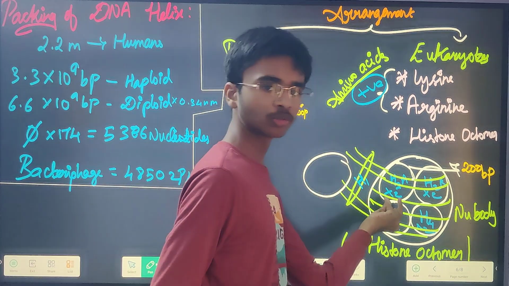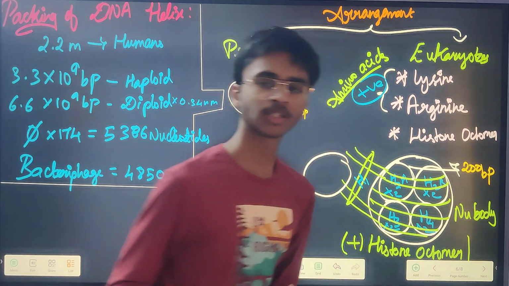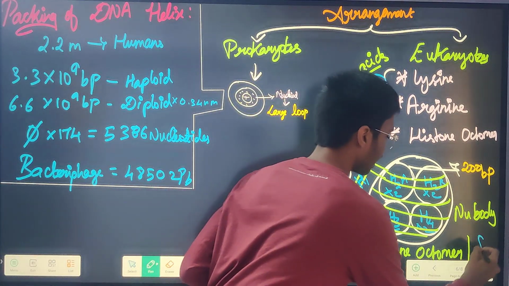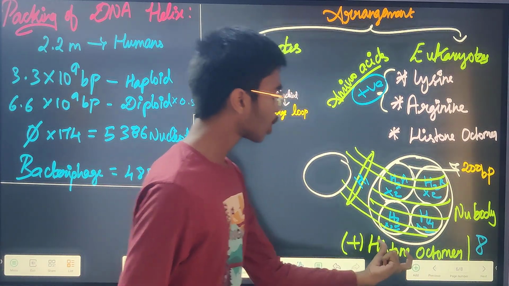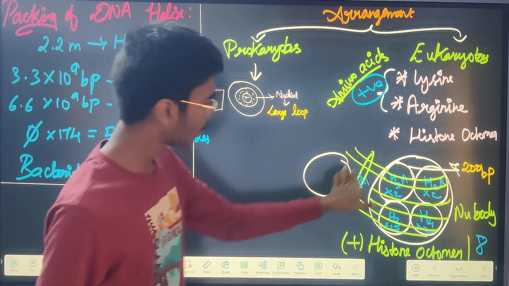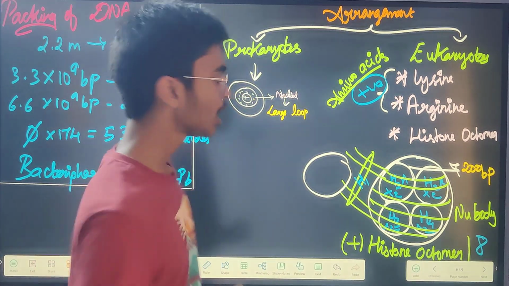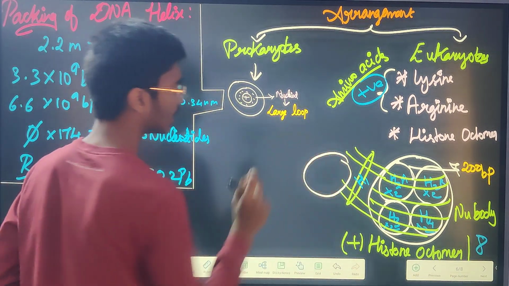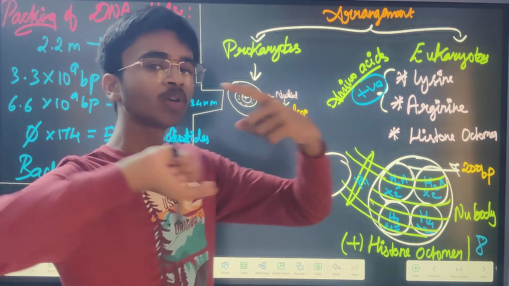Here there are 2 molecules, here 2 molecules, here 2 molecules, and here also 2 molecules. So there are 8 molecules in this nucleosome alone. Then, if we take this total part along with H1, there are 9 molecules. Like this it goes on, so this DNA will go to the next nucleosome, and it continues like that.